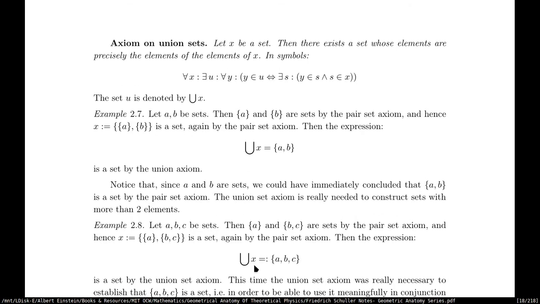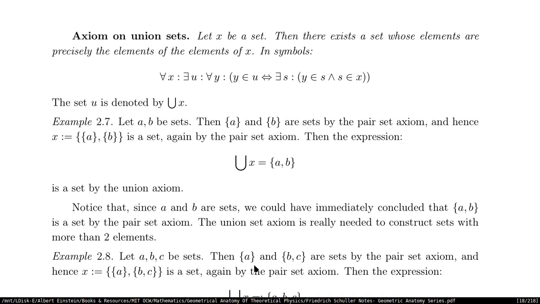Okay, so for example, this is the axiom of union. So here is an example. If you have A and B as sets, then the singletons containing just A and just B are sets by the pair set axiom. And hence you can have X which contains these singletons as elements. So that again is a set, by the pair set axiom applied again. So then the expression, the union of X, is going to be a set again.